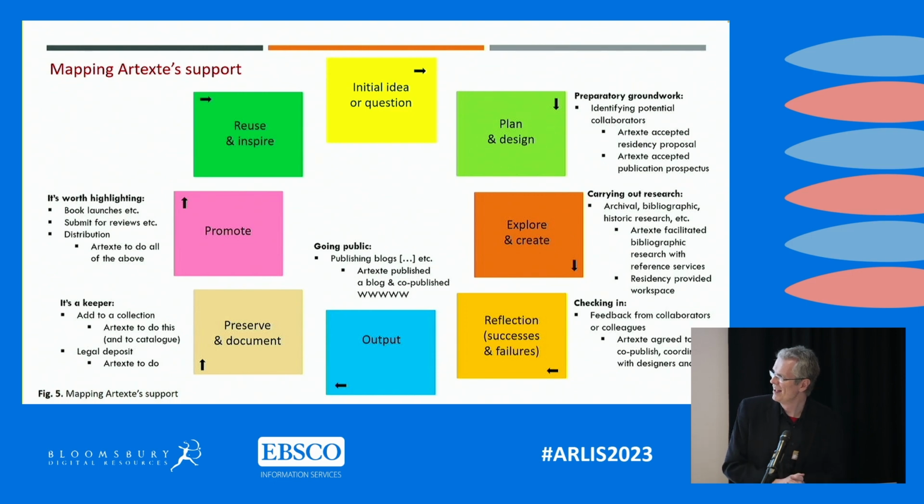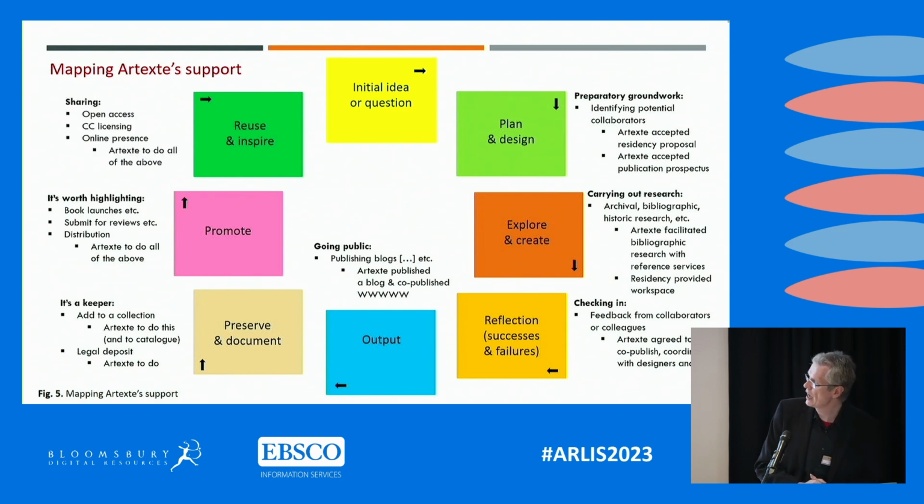Yay, okay. So they've agreed to do a book launch in September. They're going to be submitting the publication to reviews and distribution, and they're also going to distribute it and sell it as well. Yes, sell it. There we are. And so finally, Artexte agreed to make the publication openly accessible. They agreed to this Creative Commons license, and they are going to have a continued presence for it on their website.